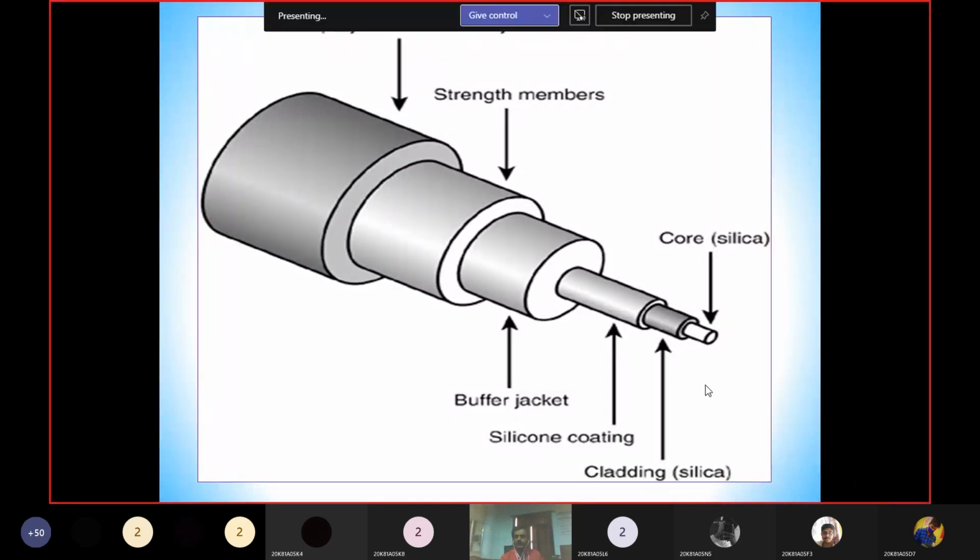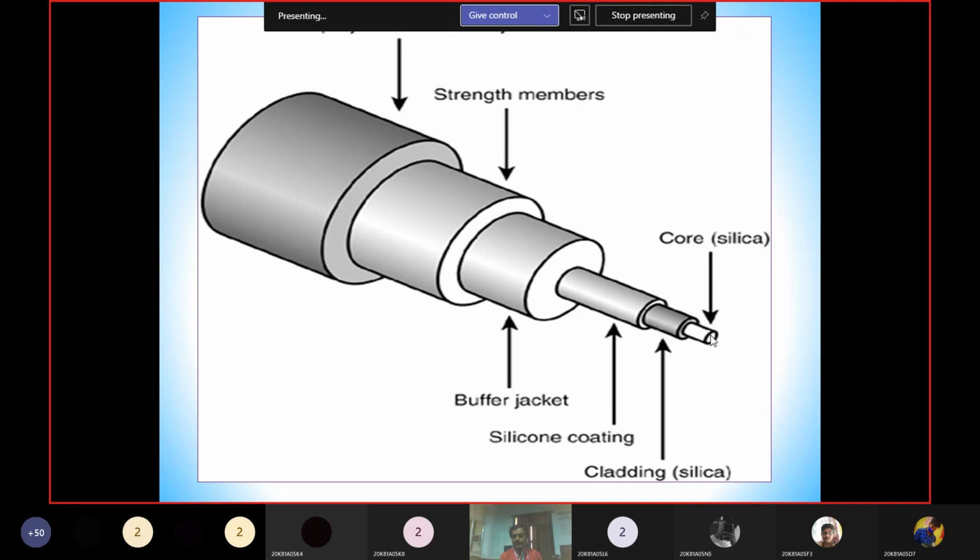See here, the core will be inside, and around that core the cladding will be there. What is the use of the core? Through the core only the light will be transmitted. The core and cladding refractive indices will be different. The core refractive index is high, and the cladding refractive index is low.